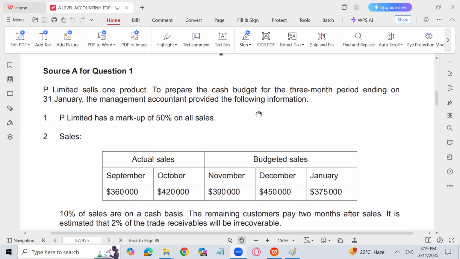Actual sales for September and October are given, and for November, December, January the sales are also given in the question. P Limited has a markup of 50% on all sales. So we have to convert the markup into margin.